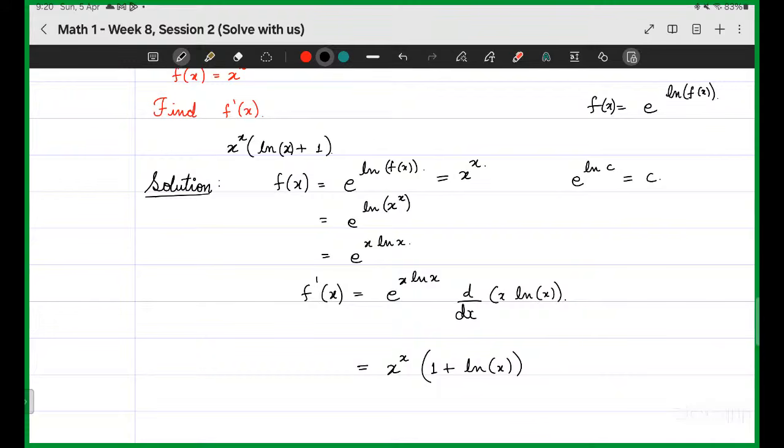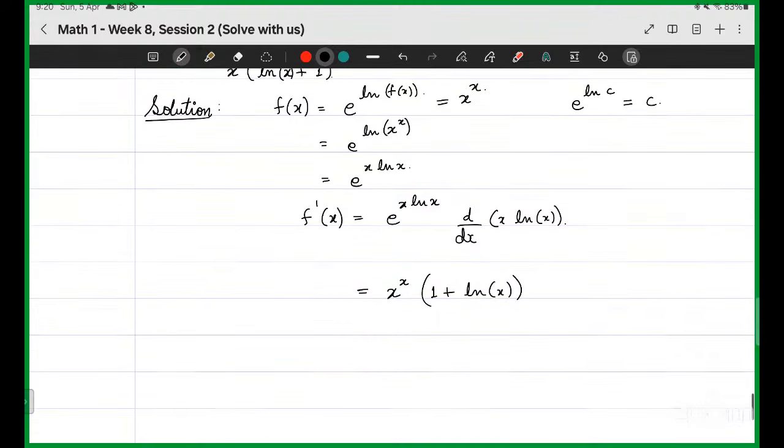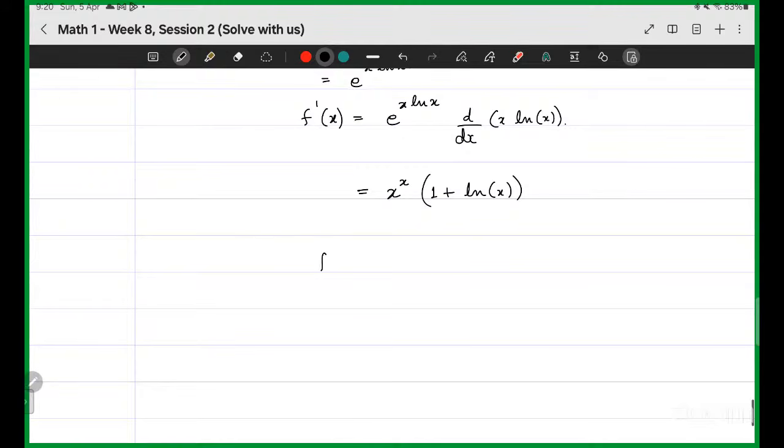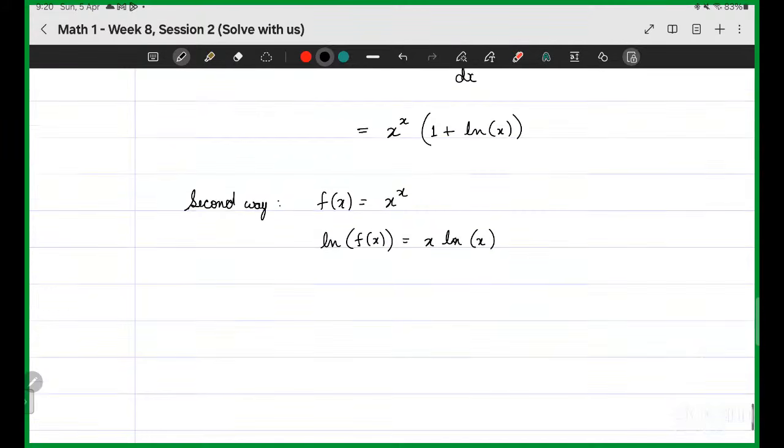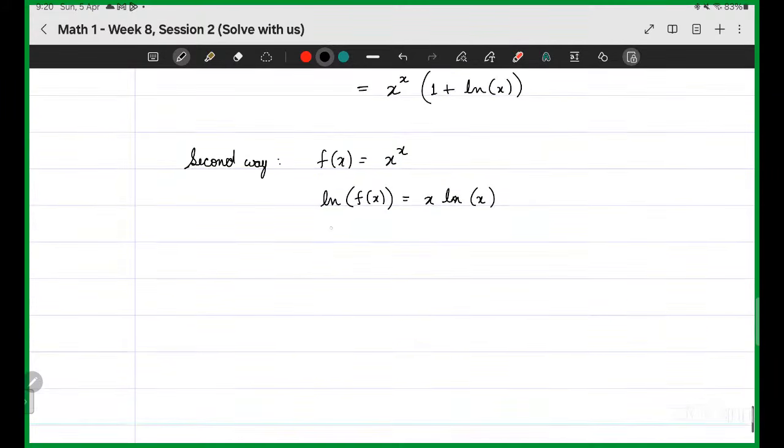But sir, taking it as y equal to x to the power x and then differentiating both sides, isn't that a more... Yeah, you're doing the same thing. Then you just take log of f of x, which is x log x. This is another way. And now I can differentiate both sides.